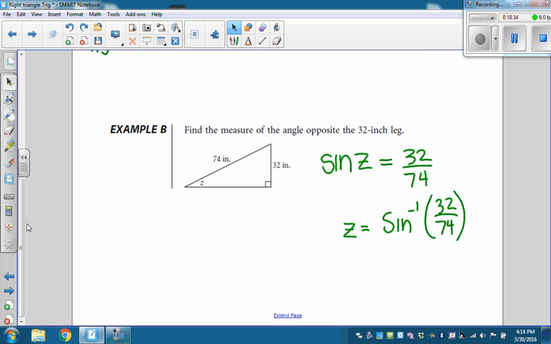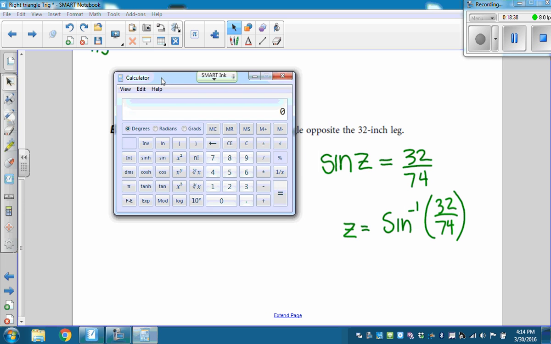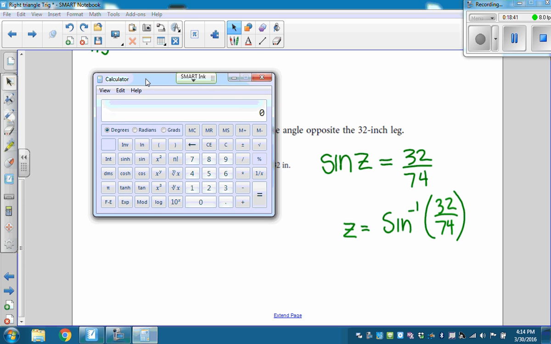Pick up your calculator and type away. So 32 divided by 74, take the sine of that, and oops, I'm supposed to take the inverse sine. I knew my answer didn't look reasonable. 32 divided by 74, take the inverse sine of that.